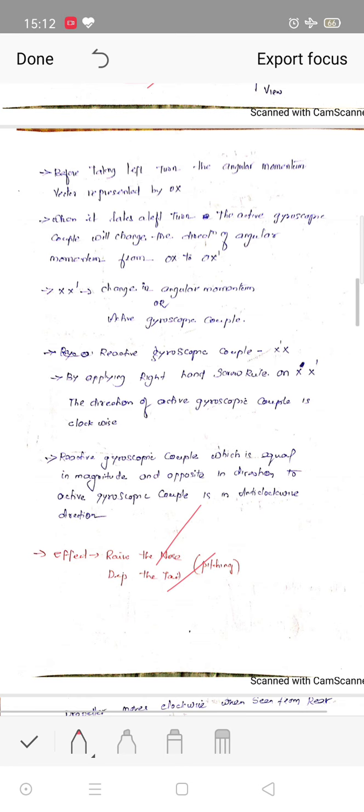In the coming videos I will be explaining case 2, case 3, and case 4 all together, because this is the first case, so I took some more time to make you understand all this concept.